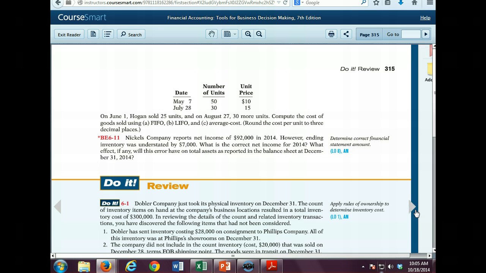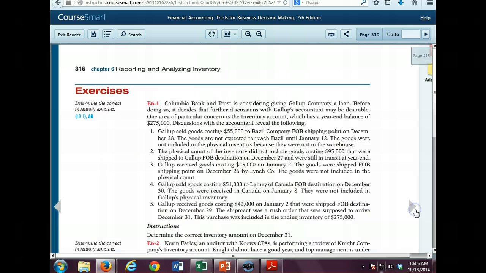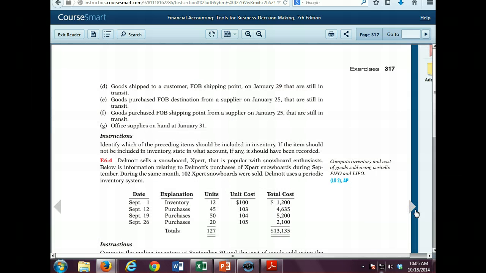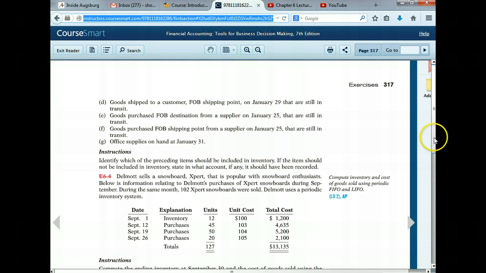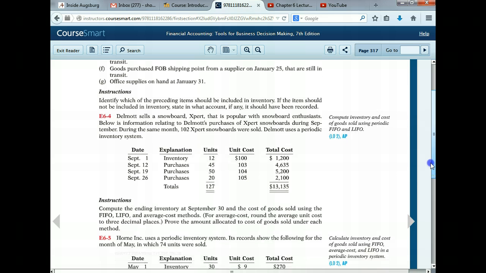Now let's go to our homework. I will look and see what we had. Exercises 1, 4, 6, 8, and a problem. So 1, 4, 6, 8. Now we did 1. Do we want to do 4?